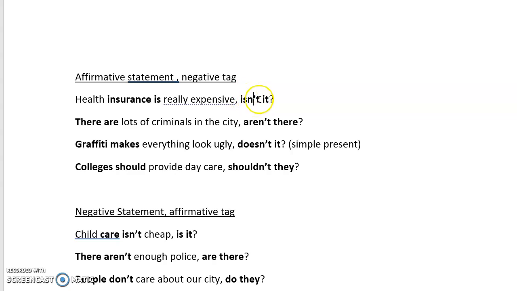And now this is present tense, by the way. Let's look at the second example. There are lots of criminals in the city, aren't there? Okay, when you use there is or there are, it's pretty easy to make a tag question. All you do is use the negative and reverse it. Okay, so there are becomes negative, aren't there? Okay, so just switch the order and make it negative.